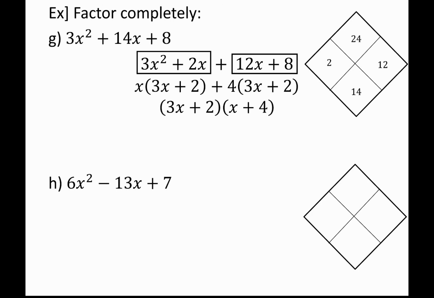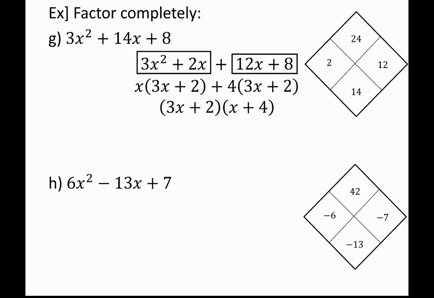Cool. H is the next example that we have here. It looks like 6 times 7 will give you 42 up top, negative 13 down below. Let's see, I want to say, yeah, negative 6, negative 7 will do the trick.